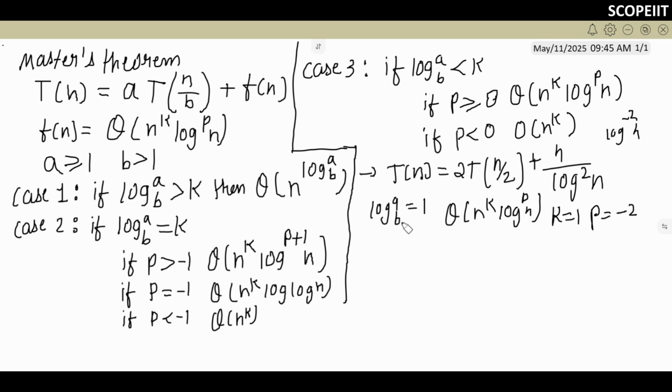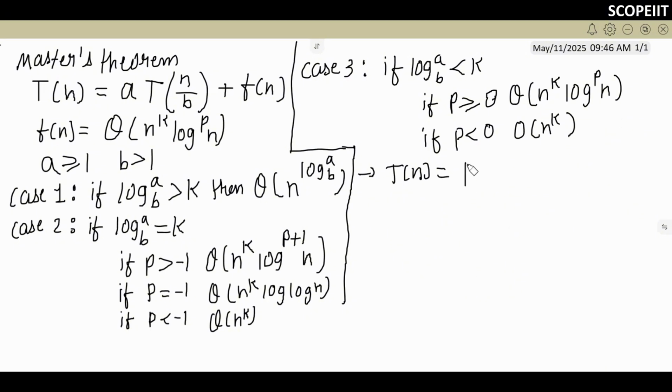So in that case, sorry, your log a to the base b is equal to k. Then it will go to case 2 again. In case 2, your p value is minus 2. Is minus 2 less than minus 1 or greater than minus 1? Minus 2 is less than minus 1. Then it will go to the third case. As per the third case, it will become theta of n to the power k. What is the value of k? 1. So the answer for this question will be theta of n.